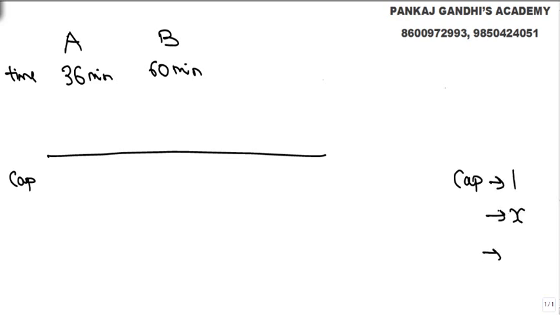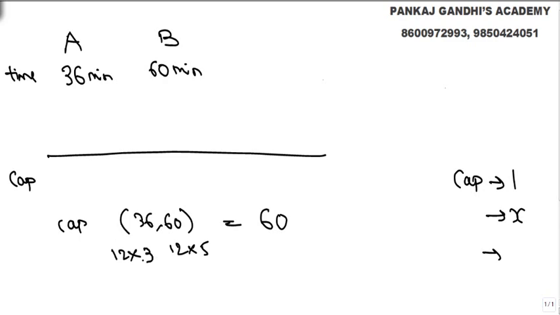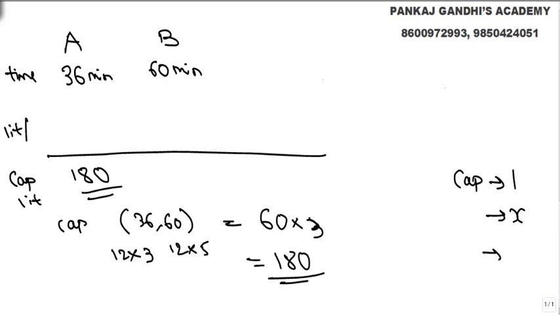1, x, but calculations will be faster if we take capacity as the LCM of 36 and 60. 60 is 12 into 5, this is 12 into 3, so LCM is 12 into 3 into 5, that is 180. A alone in 36 minutes fills 180 liters. So per minute, A fills 5 liters, B fills 3 liters.